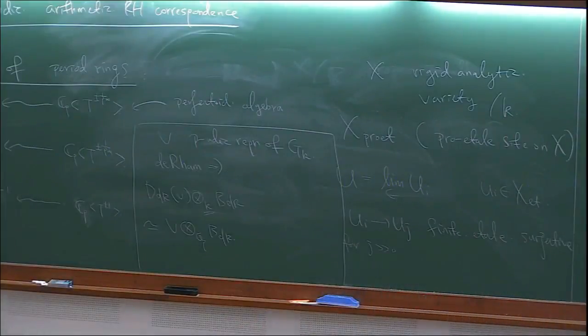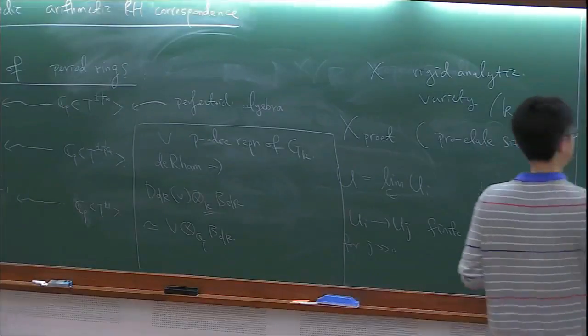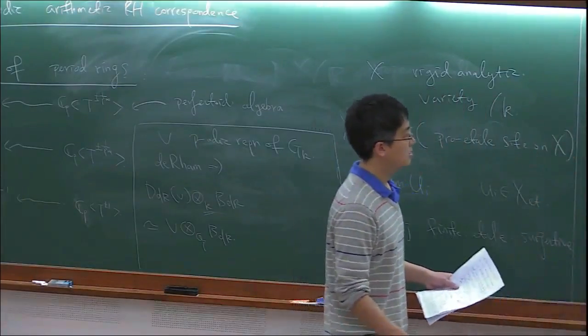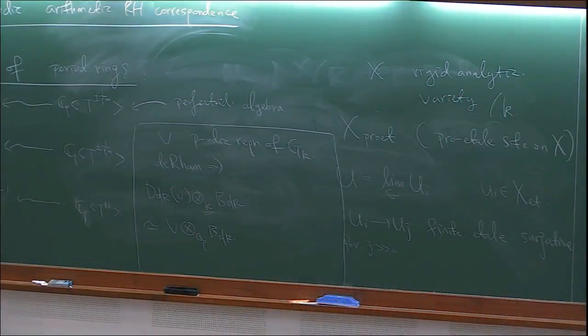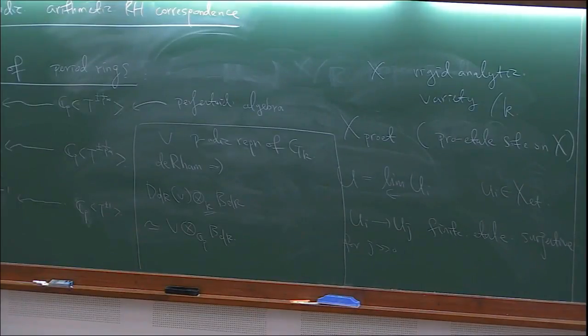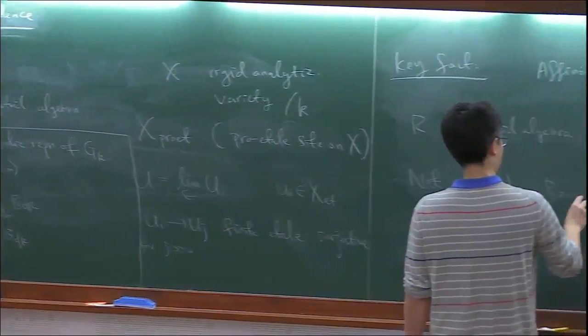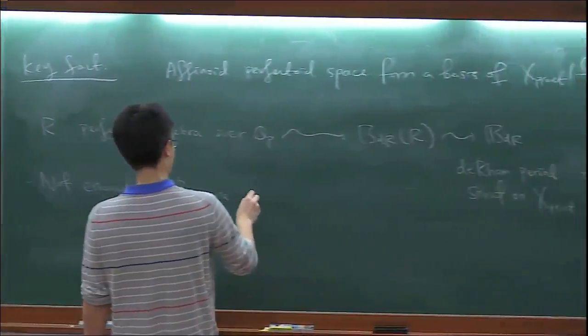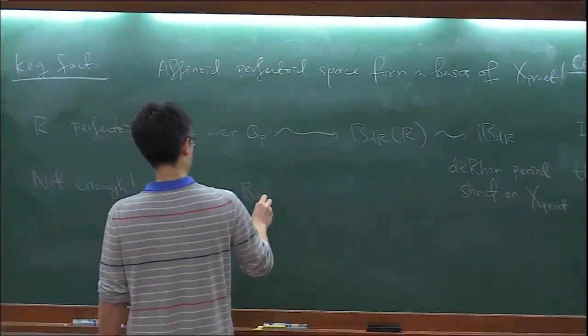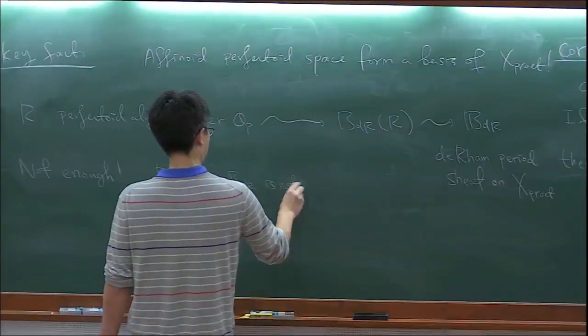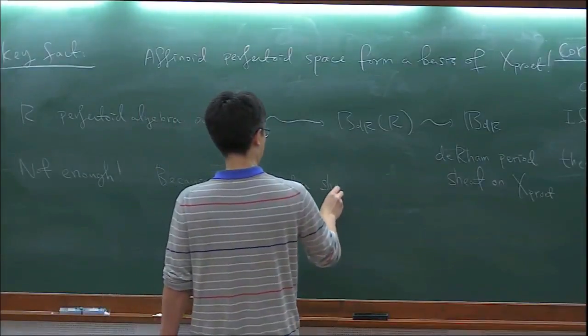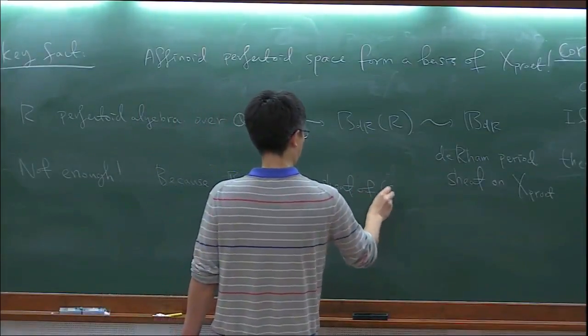So if we want a similar thing in the relative situation, we should have this sheaf be a sheaf of OX-modules. We should have this sheaf to be an OX-module, but it is not. This BdR is not a sheaf of OX-modules.